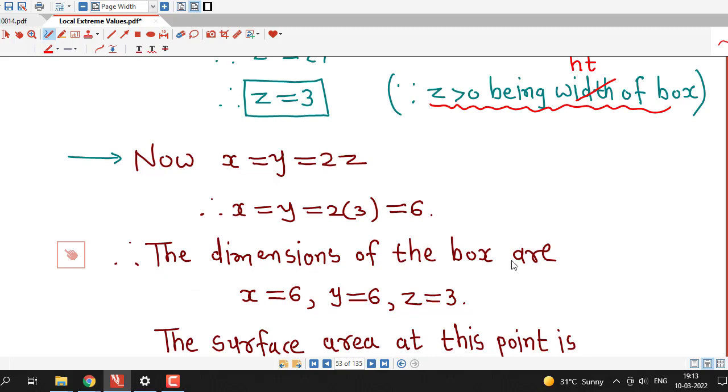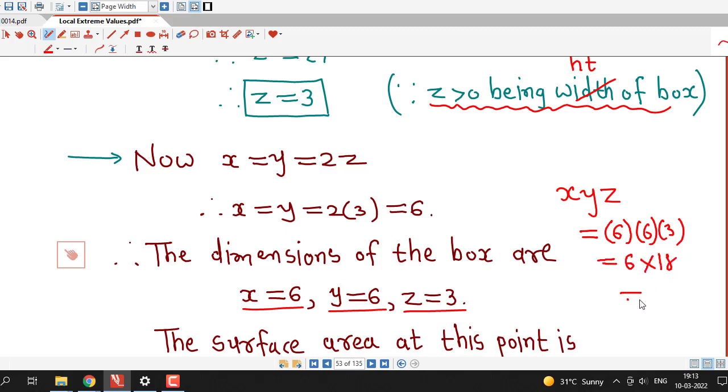Therefore the dimensions of the box are x equal to 6, y equal to 6, z equal to 3, and we can see these dimensions satisfy the given constraint. If we multiply x, y and z, we can see that we have 6 into 18, that is 108. So we obtain these values of x, y, z for which s can be minimum.